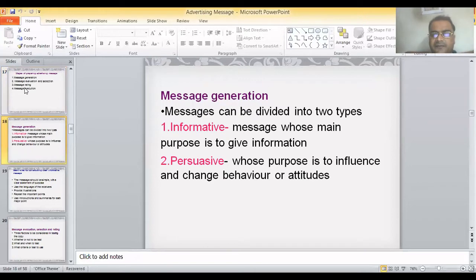Now, if we look at the first one, which is message generation, the advertising message can be of two types: informative, and the second one is persuasive. Informative is where information is being provided in the advertisement. And the purpose of the second one is to influence the behavior or attitude of the consumer. So these are the two types of messages. When we generate a message, it can be either informative or persuasive.